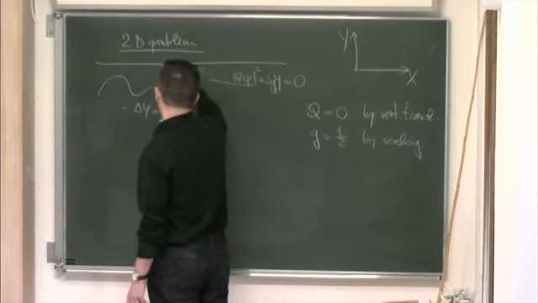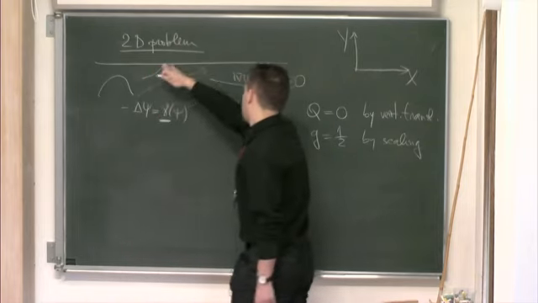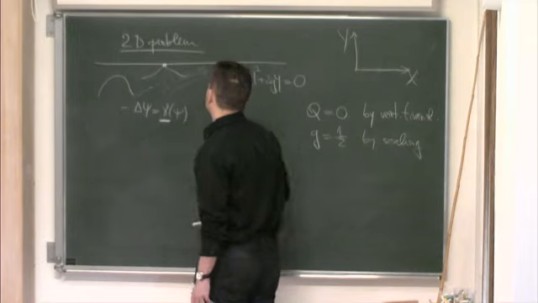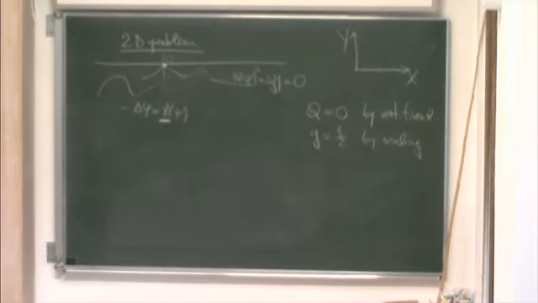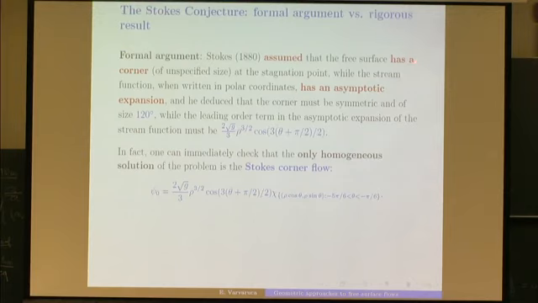And let's say that there is a point where the free boundary touches the horizontal axis, and that point is the origin. So Stokes considered this situation, and he assumed that the free surface has a corner, although he did not specify of what size, and that the function has an asymptotic expansion around that point.